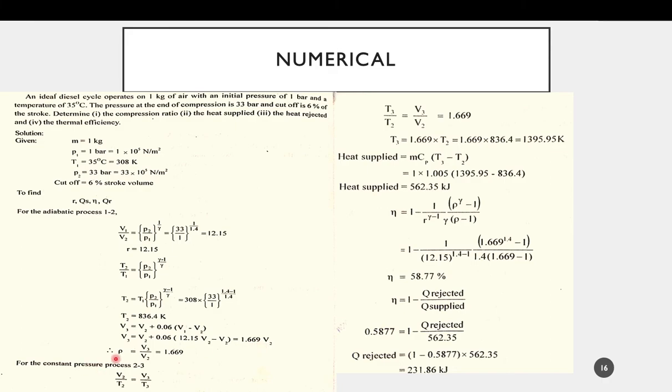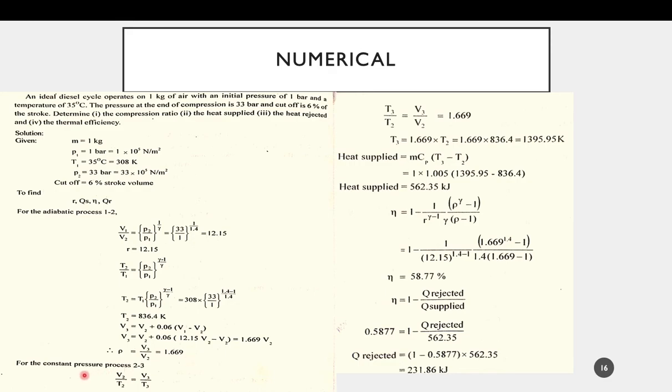So we get the ratio of V3 by V2. That ratio is known as cutoff ratio rho, which is equal to 1.669. There is a difference between cutoff ratio and cutoff. Cutoff ratio is the ratio of V3 by V2, and cutoff is V3 minus V2. Similarly, this is swept volume, V1 minus V2. So we get cutoff ratio rho as 1.669.